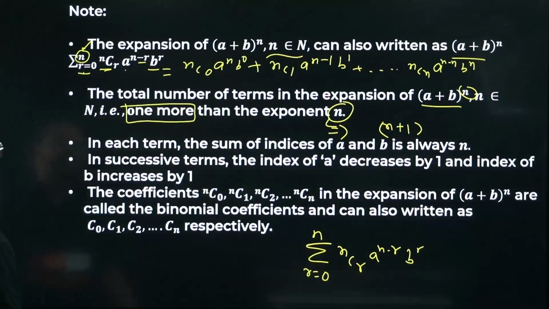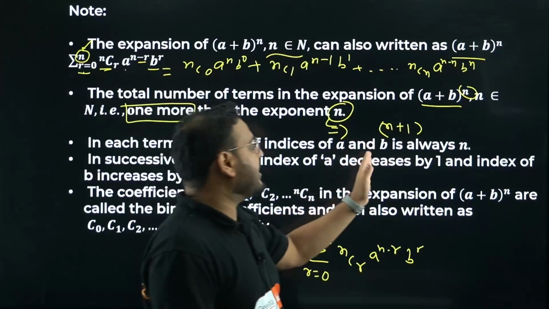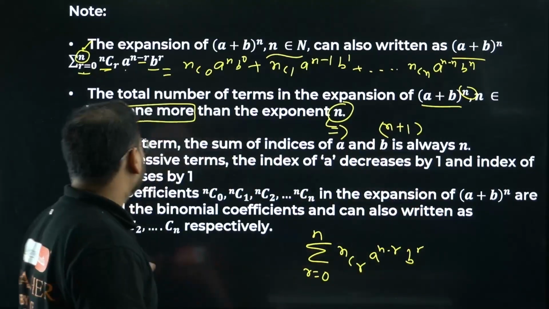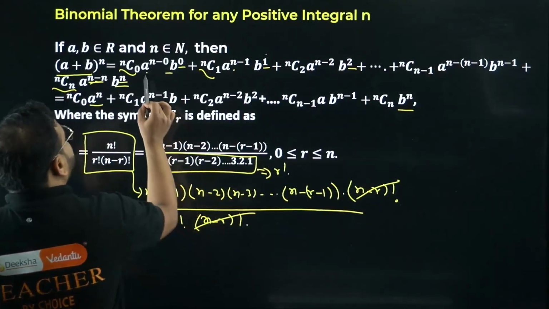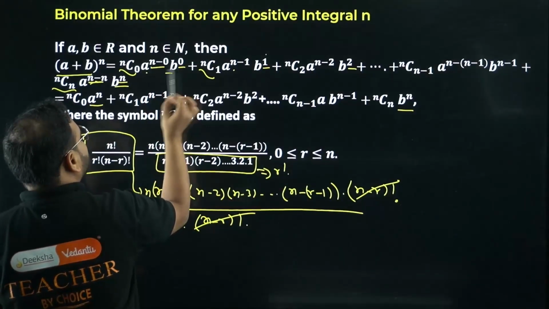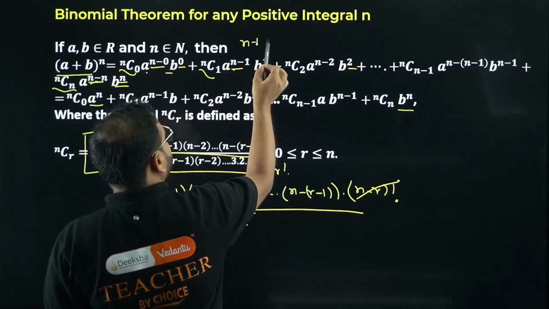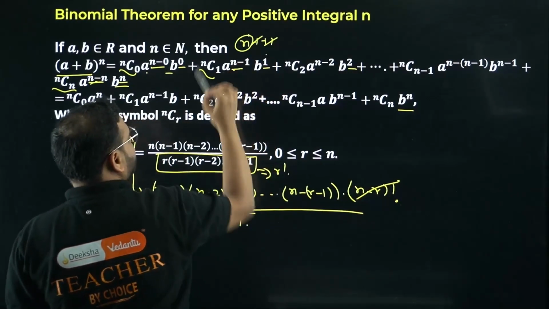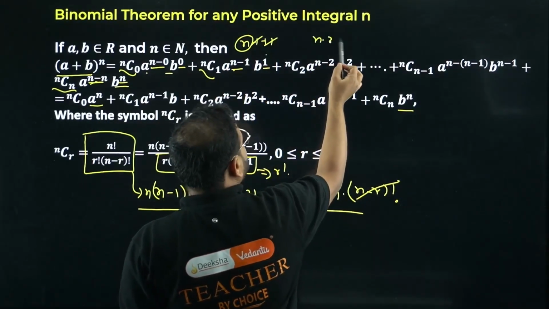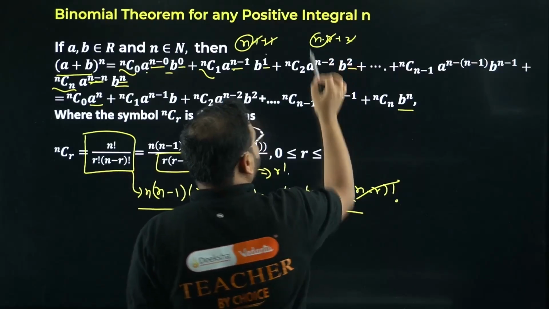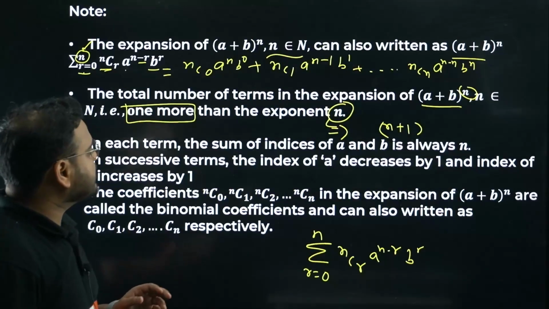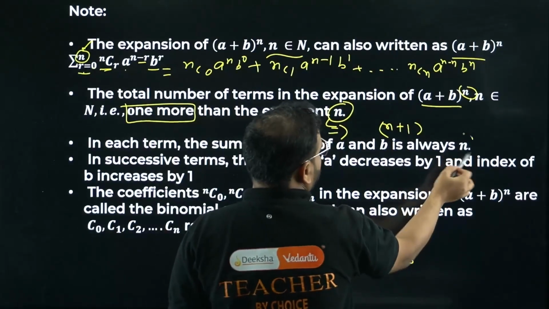Very important result: in each term, the sum of the indices of a and b is always n. Yes or no? Please check. Add these indices: n minus 0 plus 0 is n. n minus 1 plus 1 cancels, again n. Here, n minus 2 plus 2 cancels, again n. So every time the sum of the indices will always be equal to n.